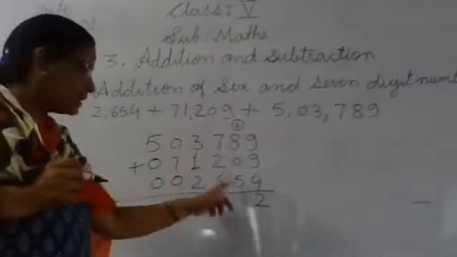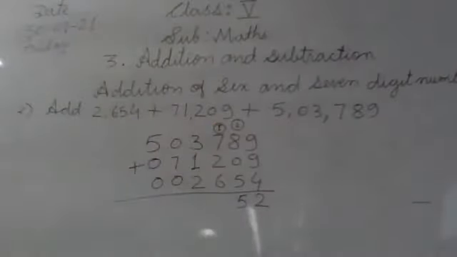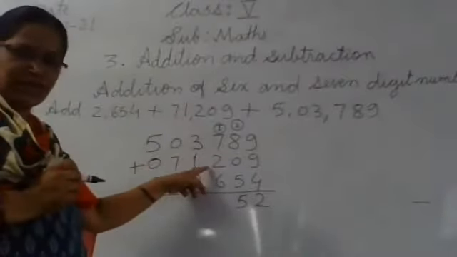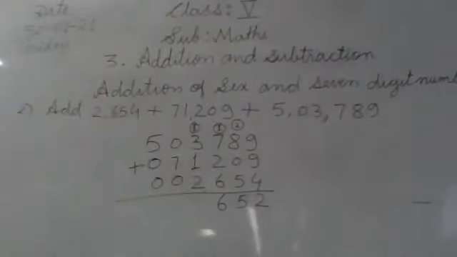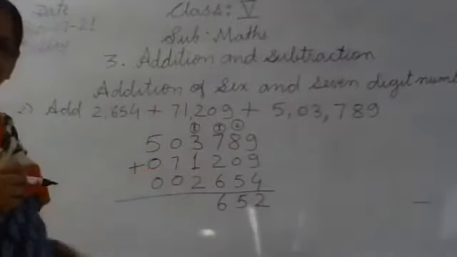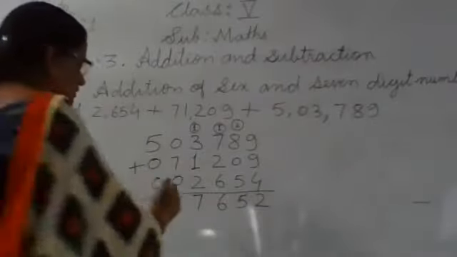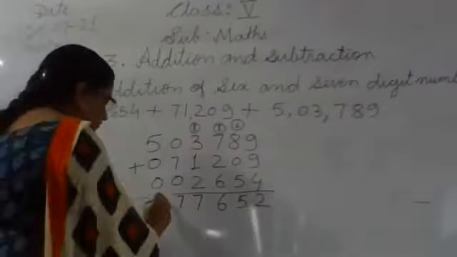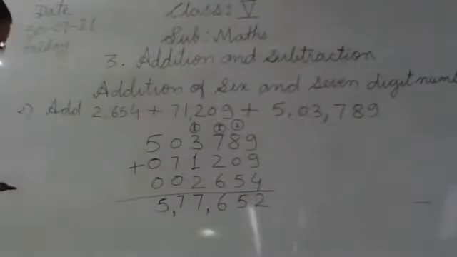9 plus 9, 18, 18 plus 4, 22, and we will carry over to here. 8 plus 2, 10, 10 plus 5, 15. 7 plus 1, 8. 8 plus 2, 10. 10 plus 6, 16. Again, here 1 plus 3, 4. 4 plus 1, 5. 5 plus 2, 7. 0 plus 7, 7. 7 plus 0, 7. And 5 plus 0, 5. Okay. So our answer is 5,77,652. Okay. So children, let's see some word problems.